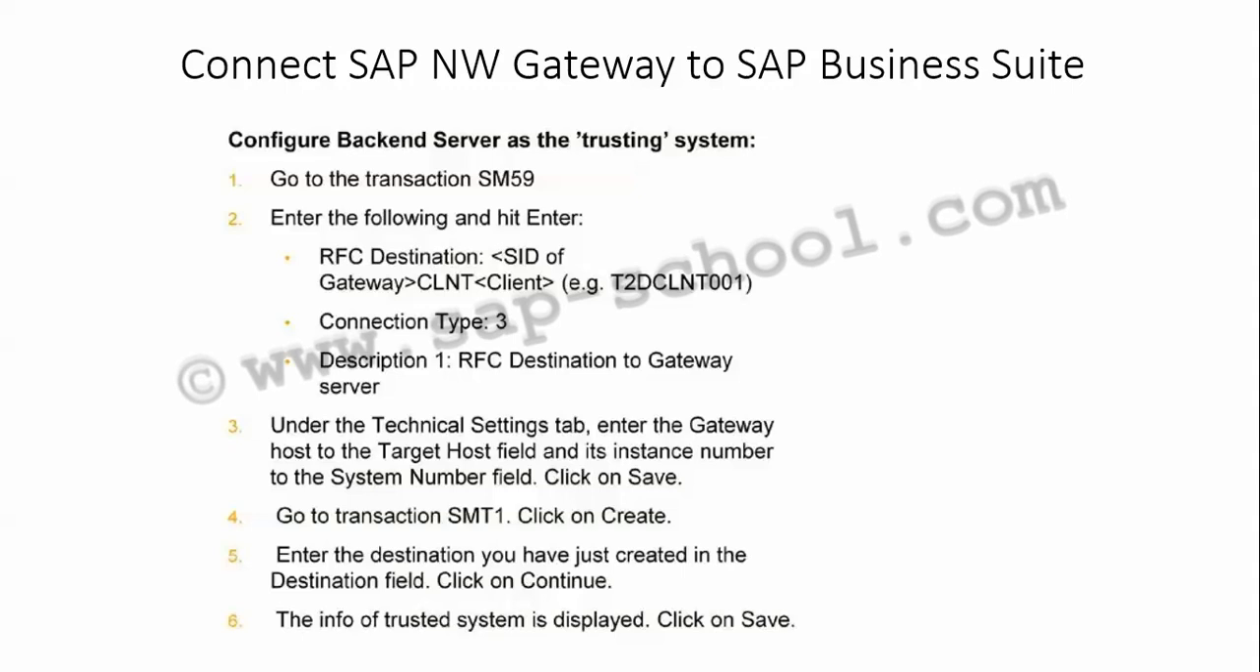So first of all, we have to configure the SAP NetWeaver Gateway host as a trusted system, and after that we have to set up our system landscape for establishing the trust, where we have to configure the SAP system as a trusting system. So now let's see in the system how we configure our SAP system as a trusting system.